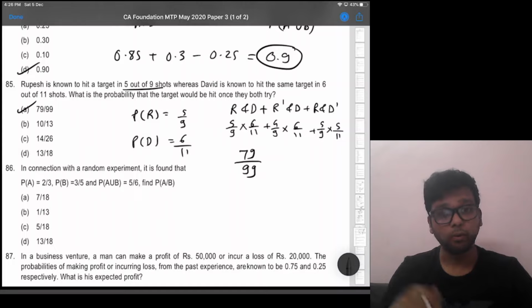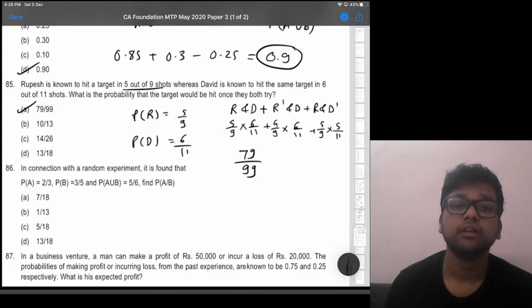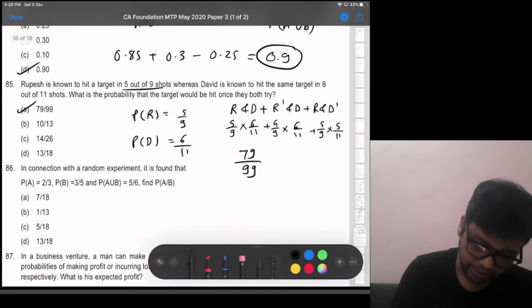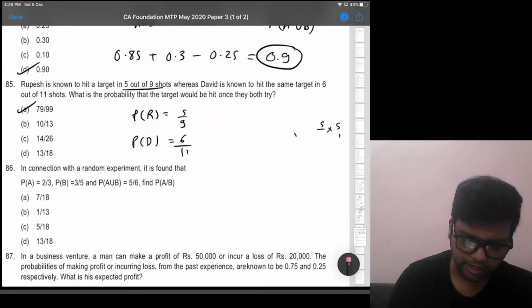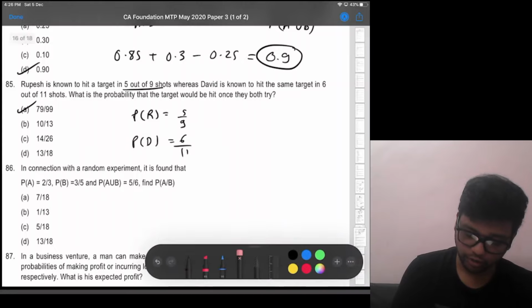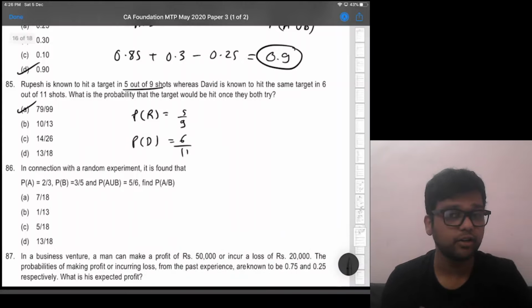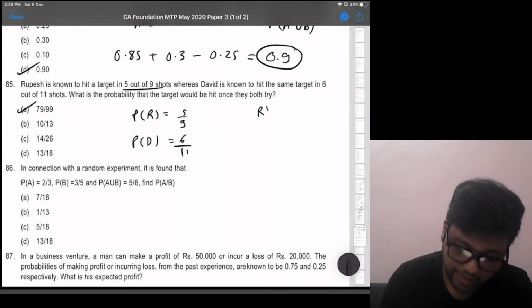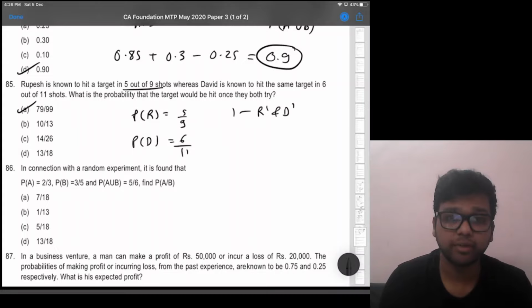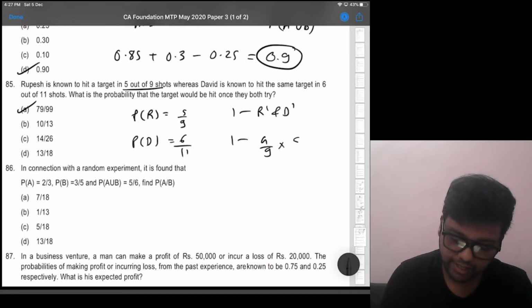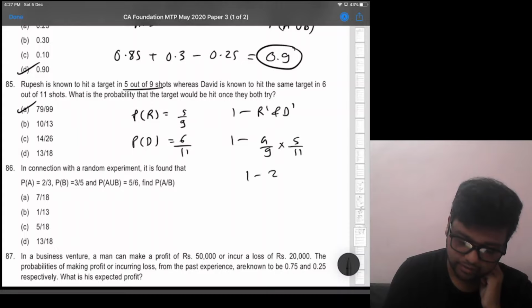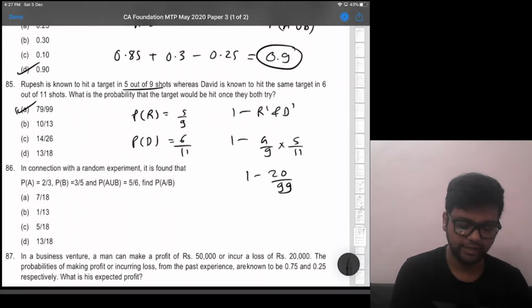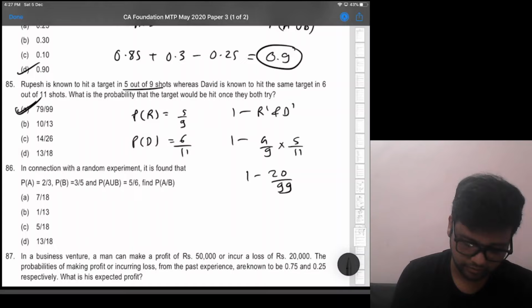If you want, you can go by opposite way also, that will be faster. It will not be hit. How will you find that? Target will not be hit means what? It will not be hit by Rupesh and it will not be hit by David. That means R dash and D dash. This we have to subtract from 1. So it will be 1 minus R dash is 4 by 9 and D dash is 5 by 11. So 1 minus 20 by 99. Answer will be same, 79 by 99. Okay, both ways are okay.